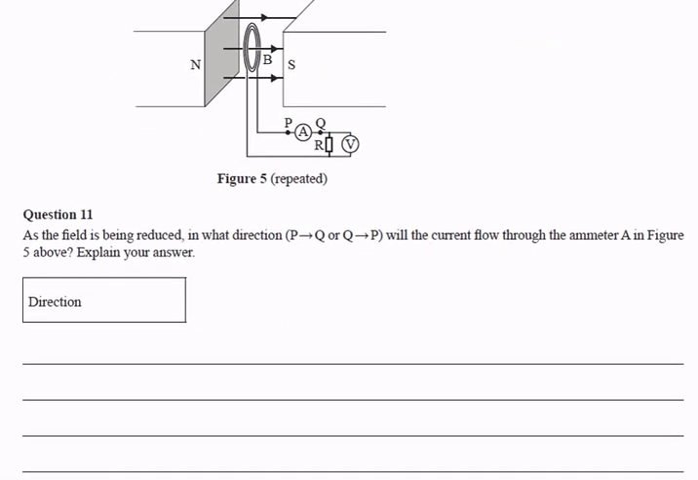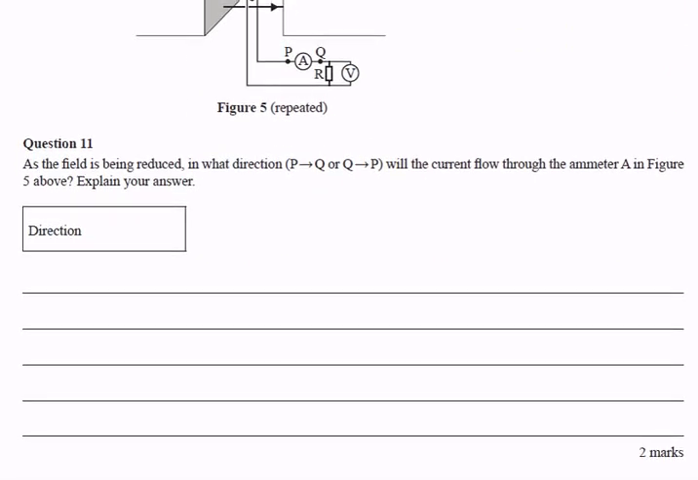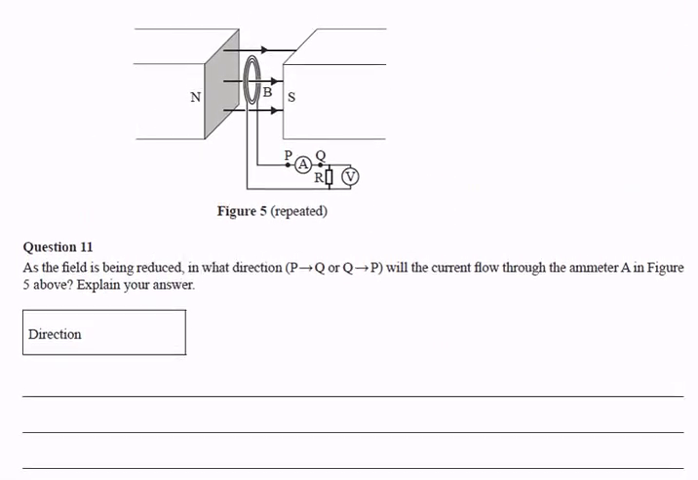Alright, last question, number 11. Again, we're looking at this. The field is being reduced. In what direction, from P to Q or Q to P, will the current flow through the ammeter? Explain your answer.